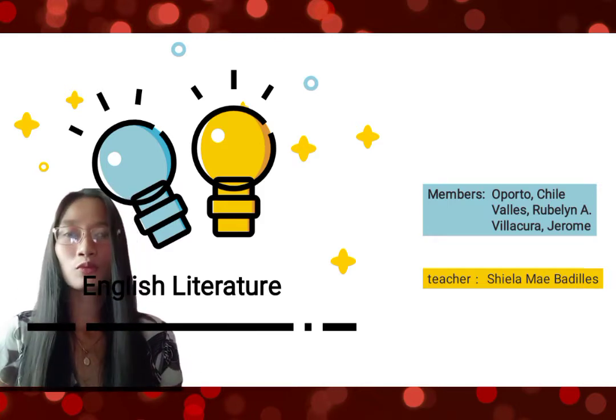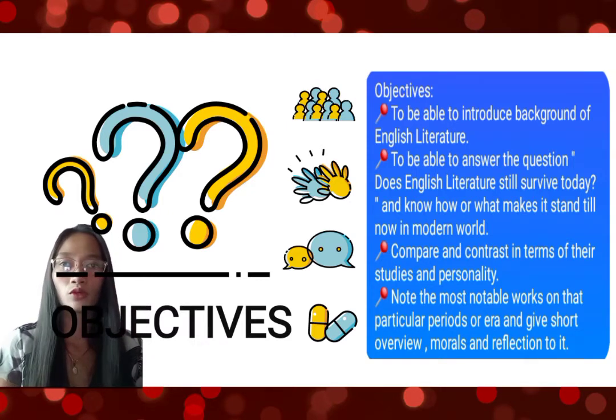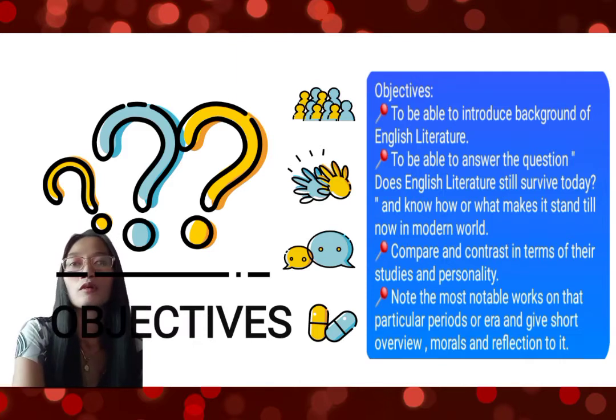So, again, we will discuss English literature. For our objective, first is to be able to introduce the background and more info about English literature, so that we will know more about it. So, para mas makilala pa natin ng husto kung ano ba talaga yung English literature.